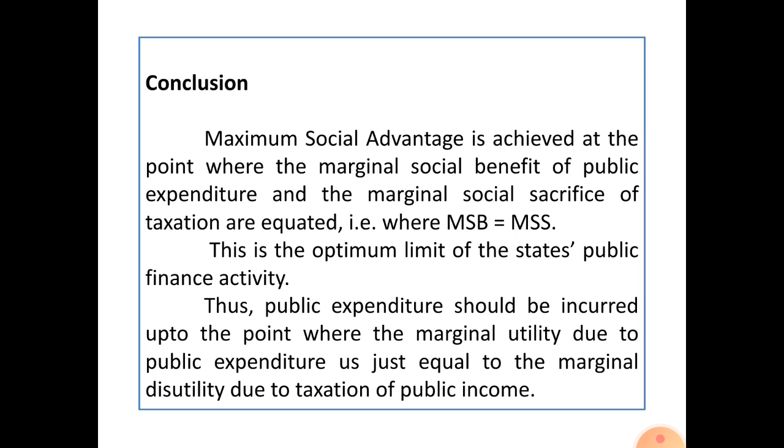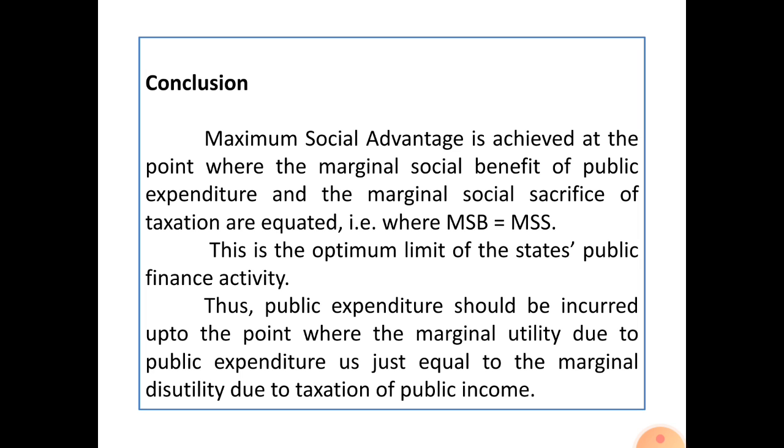Conclusion of the principle of maximum social advantage propounded by Hugh Dalton: maximum social advantage is achieved at the point where the marginal social benefit of public expenditure and the marginal social sacrifice of taxation are equated, where MSB is equal to MSS. This is the optimum limit of the state's public finance activity. Thus, public expenditure should be incurred up to the point where the marginal utility due to public expenditure is just equal to the marginal disutility due to taxation of public income. Simply, MSB equals MSS at the point P.